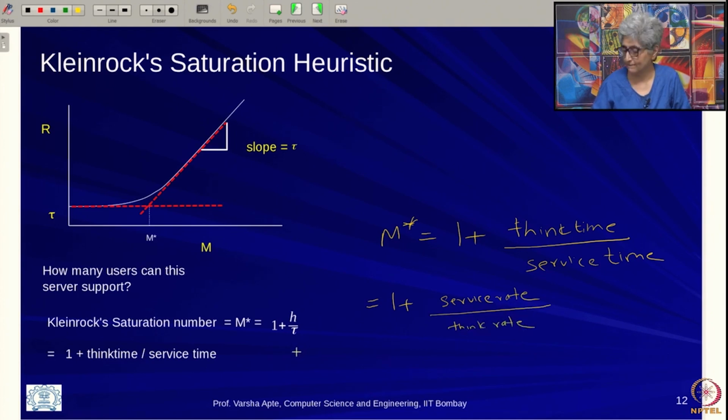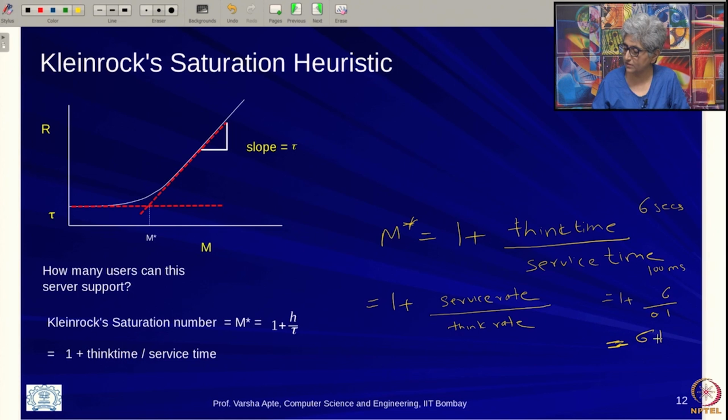Okay. So, in a way, let us think of the think time. If it was 6 seconds and service time was 100 milliseconds, then this should be 1 plus 6 divided by 0.1, and this is equal to 61. So, this system supports 61 users, that is how to calculate that.